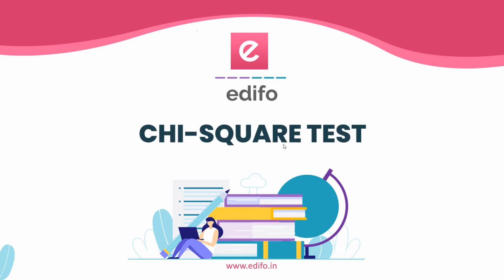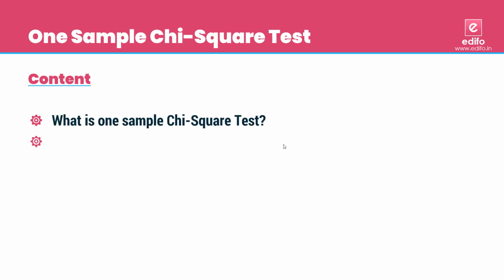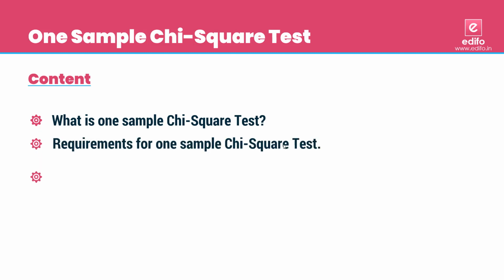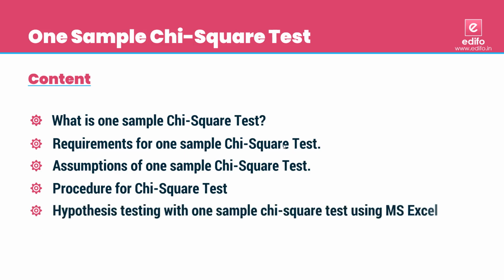Chi-square test is one of the very popular non-parametric tests in research statistics. It is an inevitable part of many research processes. This video explains what is one-sample chi-square test, requirements for one-sample chi-square test, assumptions of one-sample chi-square test, procedure for chi-square test, and last, hypothesis testing with one-sample chi-square test using Microsoft Excel.